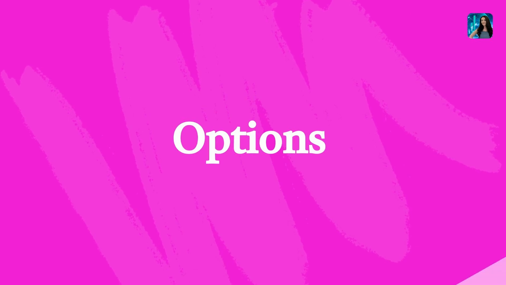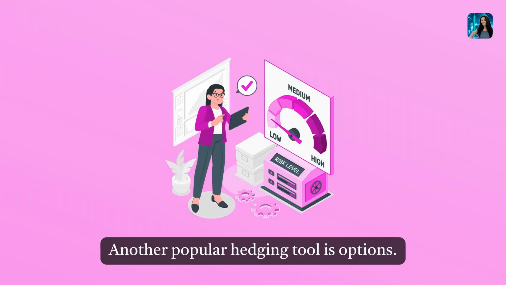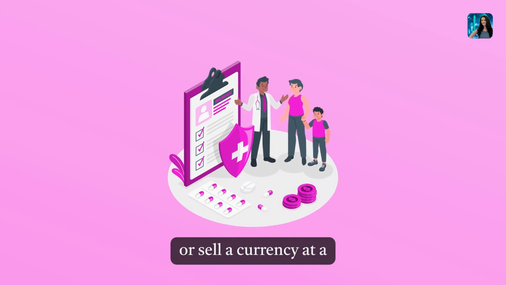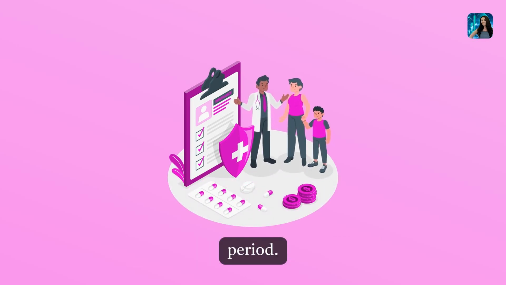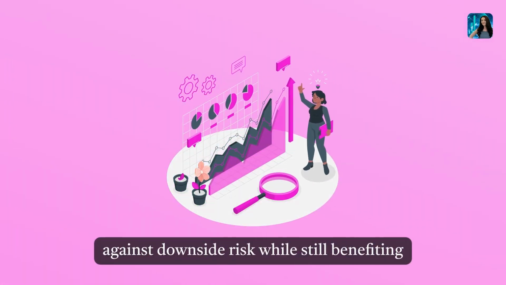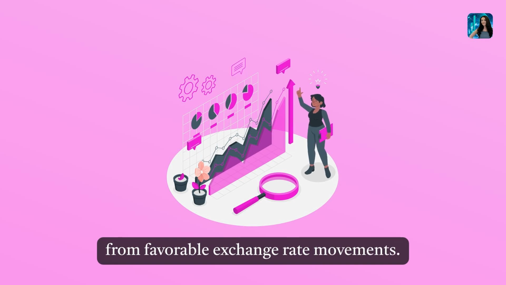Options. Another popular hedging tool is options. Options give the holder the right, but not the obligation, to buy or sell a currency at a specified exchange rate within a set period. Companies can use options to hedge against downside risk while still benefiting from favorable exchange rate movements.